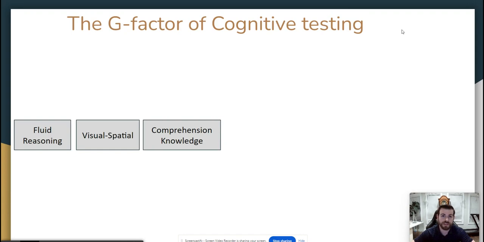Visual spatial. This means, are you a visual learner? So this has to do a lot with things such as math. And that's because we see math, we don't read math. And no, I'm not talking about math word problems. I'm talking about visual math calculations.